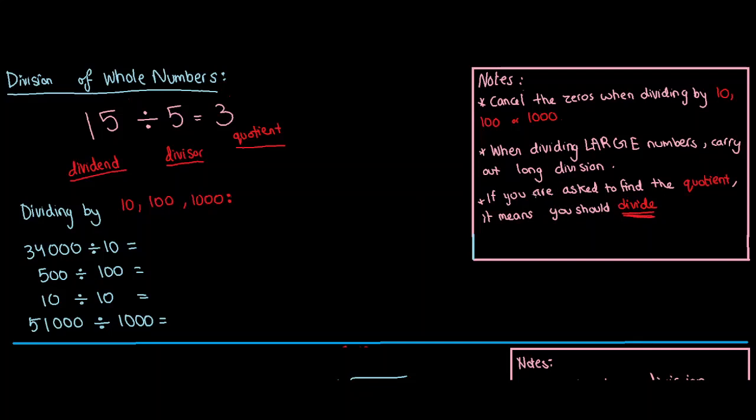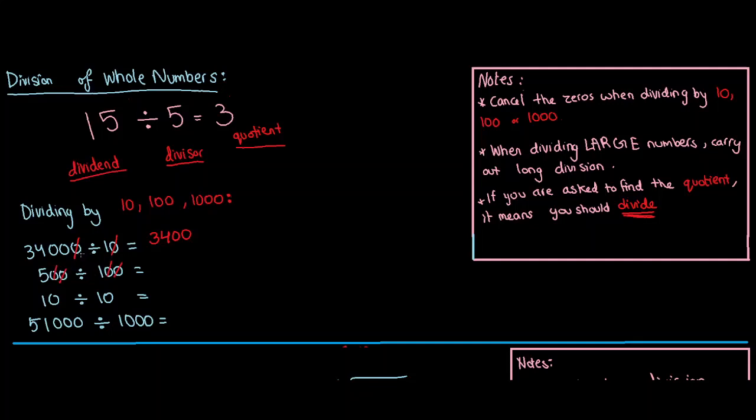The easiest form of division is dividing by 10, 100, 1000, or numbers that have many zeros, because all you need to do is cancel the zeros. So 34,000 divided by 10, very easy. All you need to do is cancel a zero here, and your answer is what you're left with, which is 3,400.